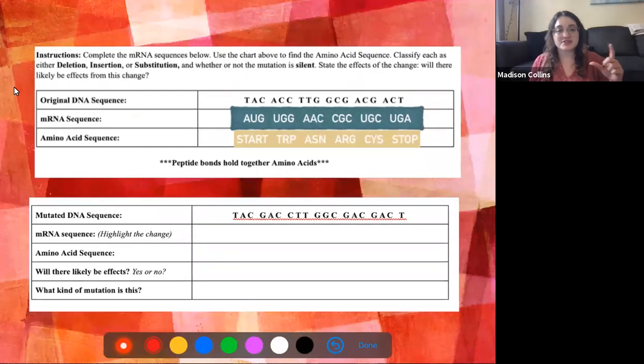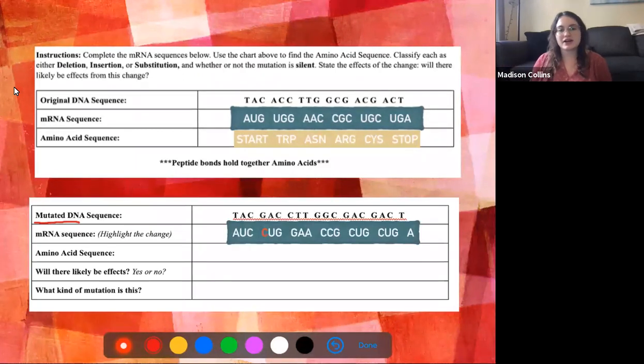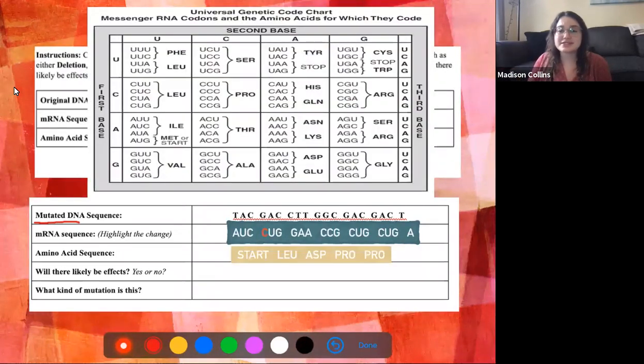So I've got our original strand up top, and we need to look at our mutated DNA sequence here at the bottom. So same thing, pause this video, fill out the mRNA sequence and the amino acid sequence, and then press play when you're ready to review it. All right, so the mRNA sequence you should have gotten is AUC, CUG, GAA, CCG, CUG, CUG, A. Sounds pretty different from what we got up top, but let's look at our amino acids and see what we should have gotten.